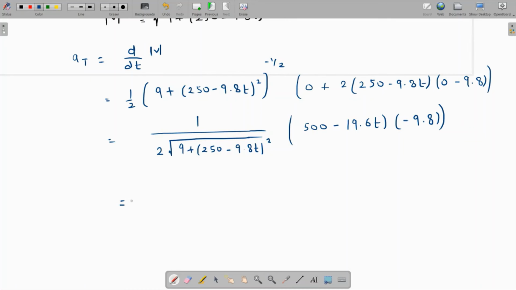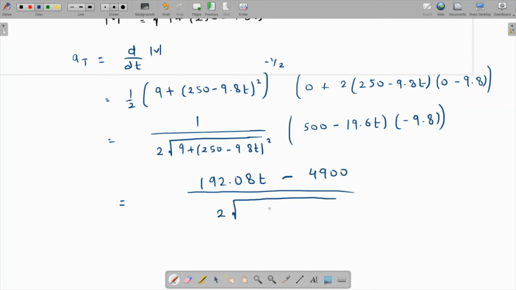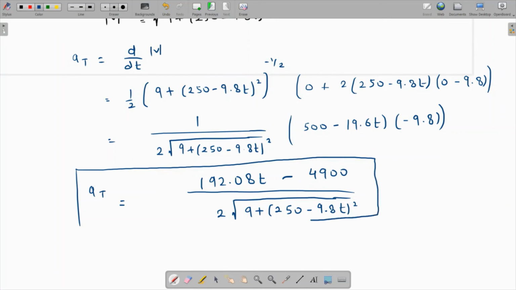19.6 times 9.8 is 192.08t, minus 500 times 9.8, which is 4900, all over 2 times the square root of 9 plus (250 minus 9.8t) squared. So this would be the scalar tangential component of the acceleration at any time t. Thank you.